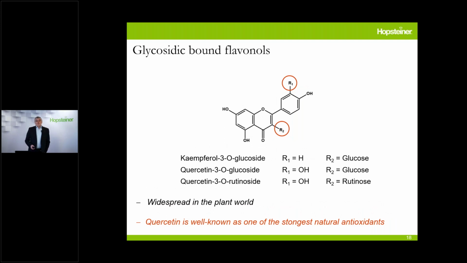The glycosidically bound flavonols, here you see the example of kaempferol glucoside, quercetin glucoside. There is also a quercetin rutinoside. So you have different sugar moieties in these structures. They are very widespread in the plant world, and quercetin is well known as one of the strongest natural antioxidants. So all these compounds, also the minor compounds, are present in beer.